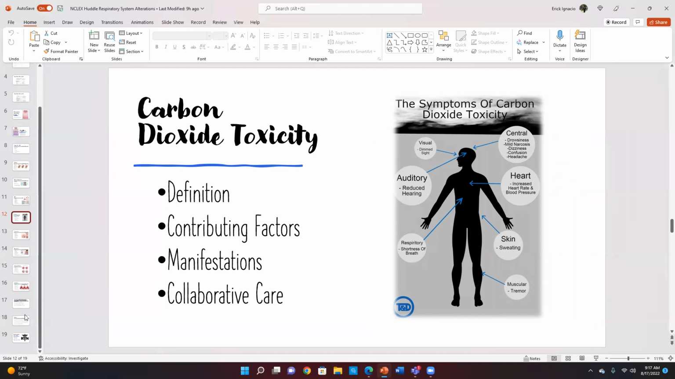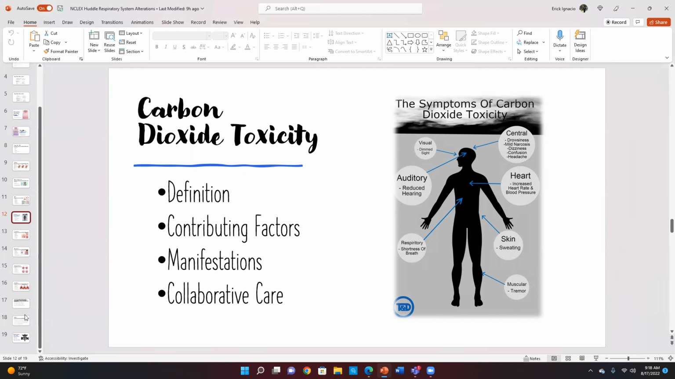So this is the patient's going to be in a stupor, right? And this is secondary to increased carbon dioxide retention. So the picture here on the PowerPoint shows you how this carbon dioxide toxicity affects the entire system. So the contributing factors to carbon dioxide toxicity is patient having carbon dioxide retention, excessive oxygen delivery, right? So that's why our COPD patients, we don't want to give them large amounts of oxygen because that can potentially contribute to carbon dioxide toxicity.